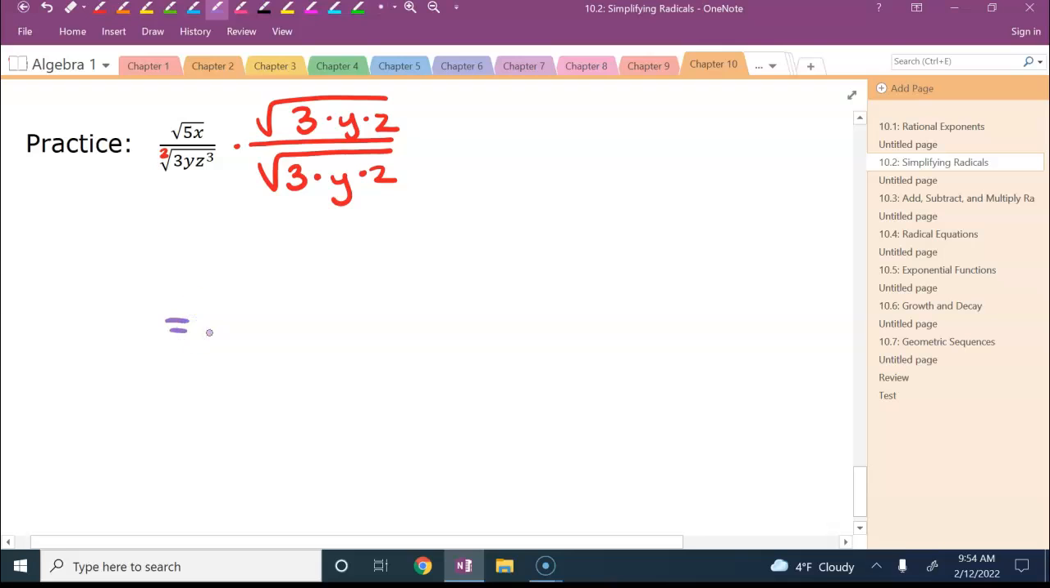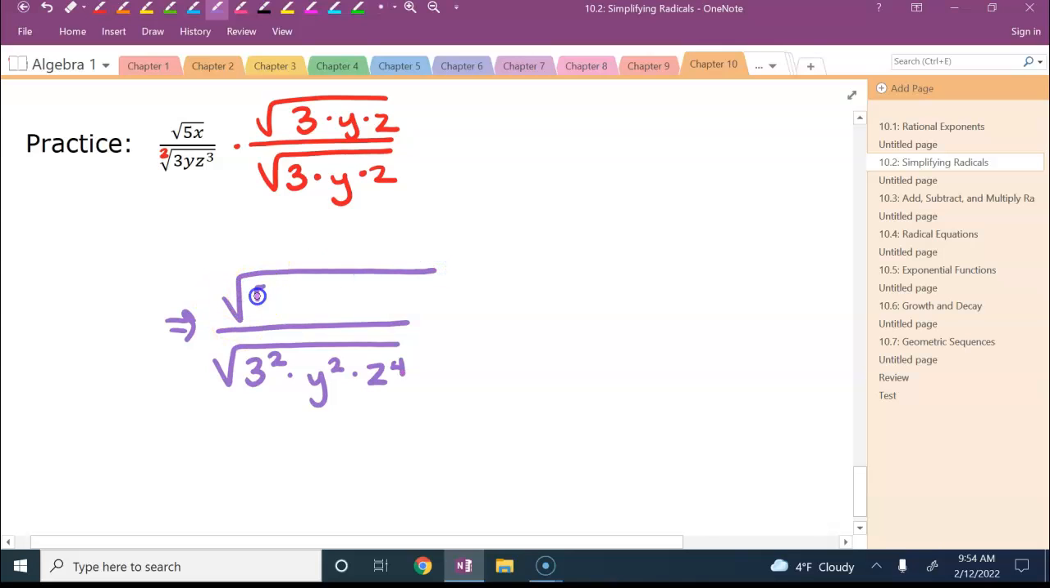So on the bottom, I would start to see my groups of 2. I'd have 3 squared, y squared, z to the fourth. On the top, I would have a 5 times a 3, an x, a y, and a z. And so the last thing I need to do is just try to simplify by multiplying my terms together. So on top, 5 times 3 would be 15, and then x, y, z.